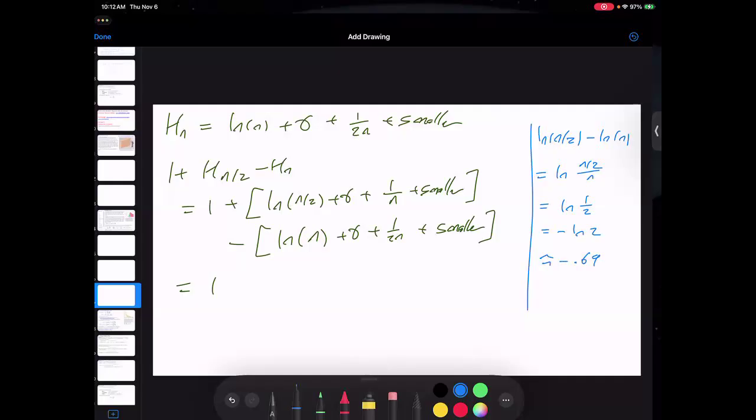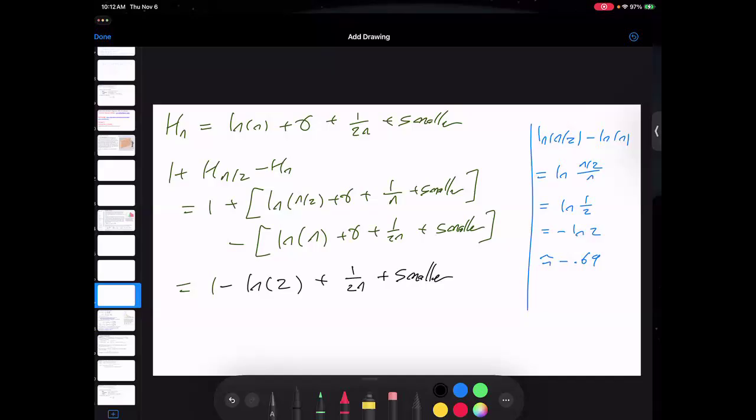So this becomes 1 minus the natural log of 2, plus 1 over 2n plus something smaller. So if n equals 100, we have 1 over 200. That's really small. That's less than a 1% change. Natural log of 2 is about 0.69, so this should be about 0.31. And that is what we were observing.